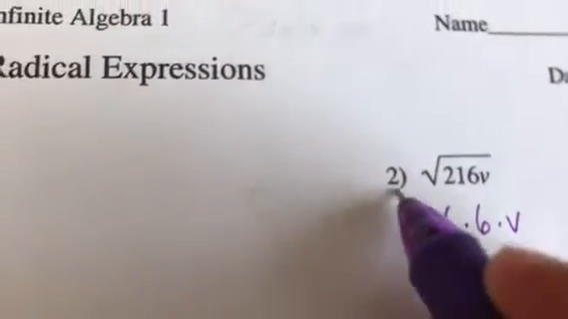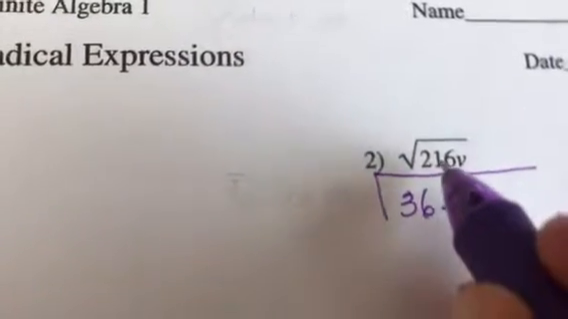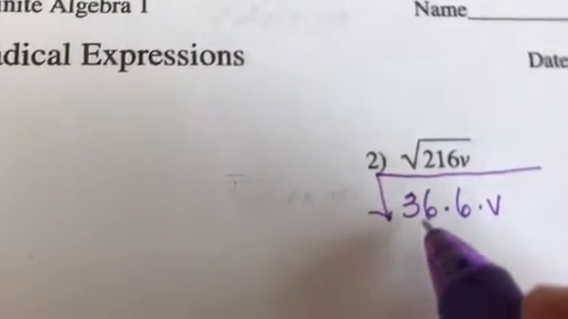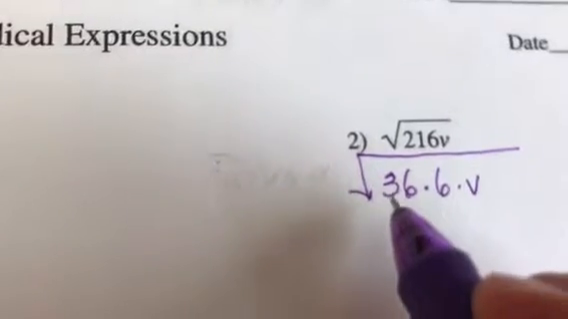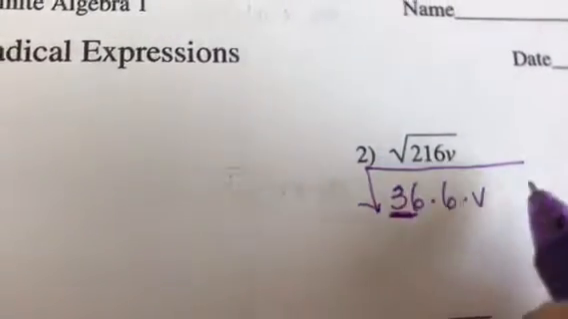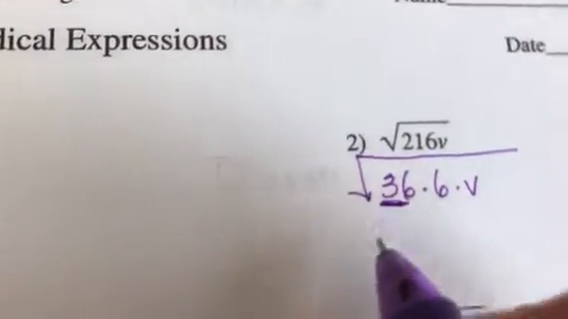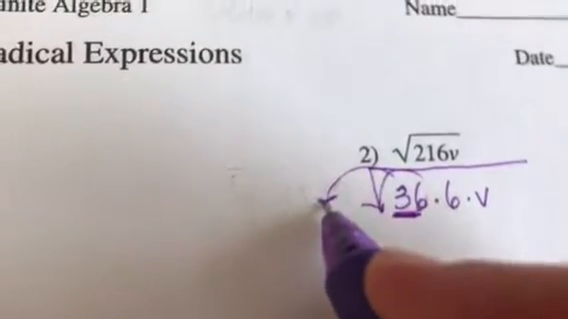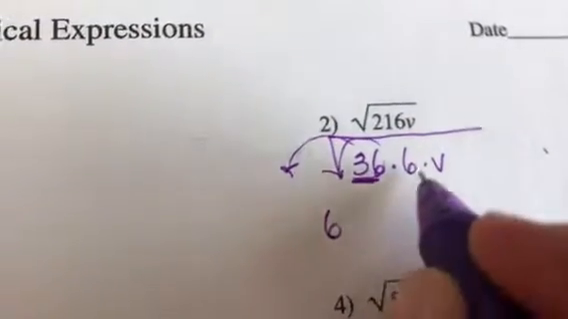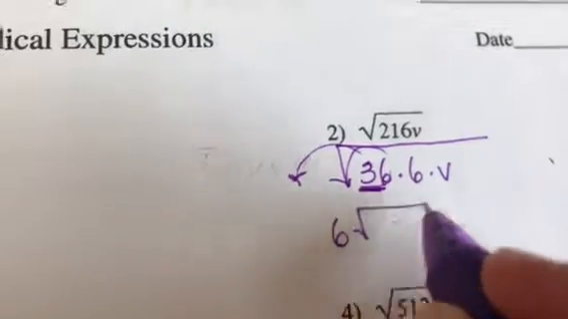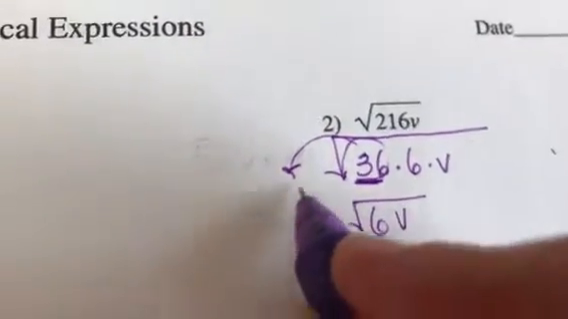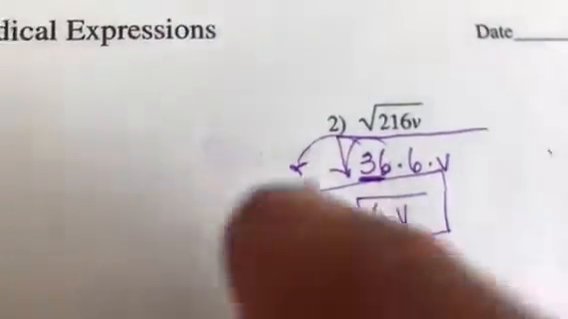So I'm going to write it like this. 36 times 6 is 216. Why did I choose 36? Because he's perfect. He's perfect, and that's the only thing perfect, so he can come outside. When you take this guy out, he becomes a 6, and then whatever's left has to stay inside. Now, here's what's cool. That's your answer.